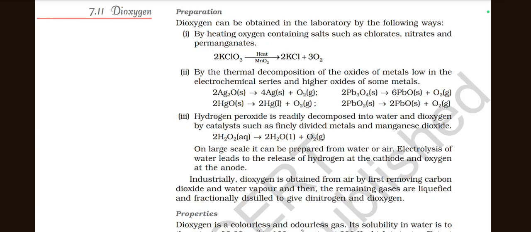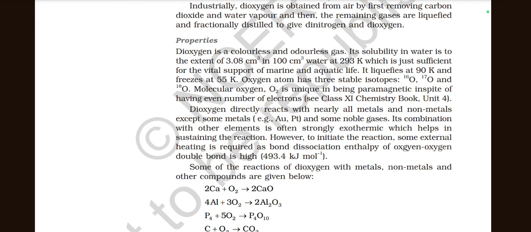Electrolysis of water leads to the release of hydrogen at the cathode and oxygen at the anode. Industrially, dioxygen is obtained from air by first removing carbon dioxide and water vapor, and then the remaining gases are liquefied and fractionally distilled to give dinitrogen and dioxygen. Properties. Dioxygen is a colorless and odorless gas. Its solubility in water is 3.08 cm cube in 100 cm cube of water at 293 Kelvin, which is sufficient for the vital support of marine and aquatic life.